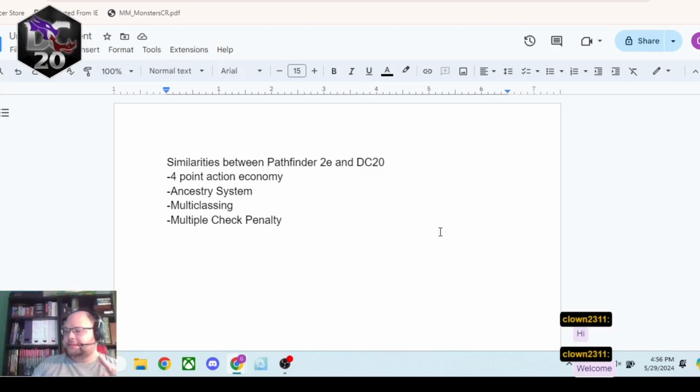And there was another one along these lines. Let's see, multiple check penalty, multi-classing, ancestry, 4-point action economy. Check penalty.